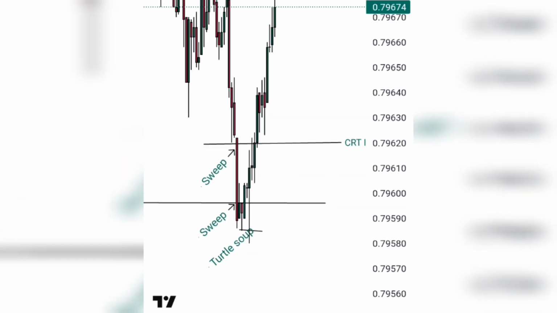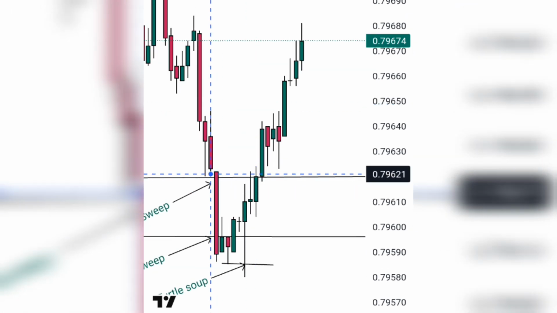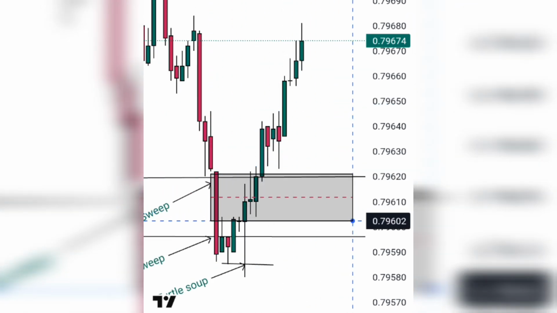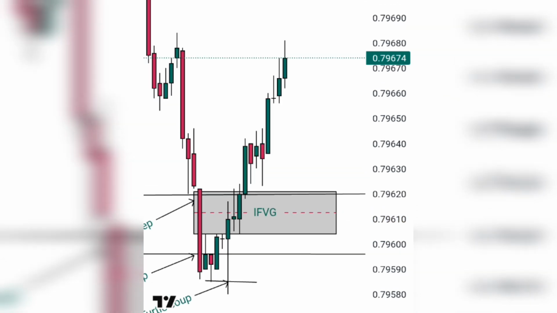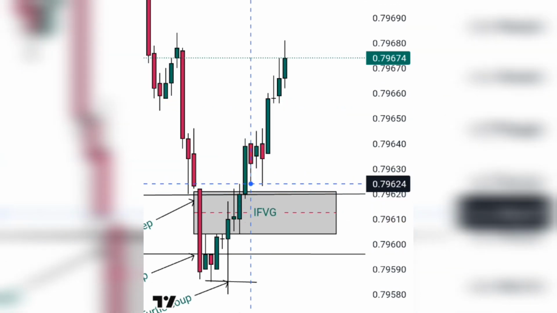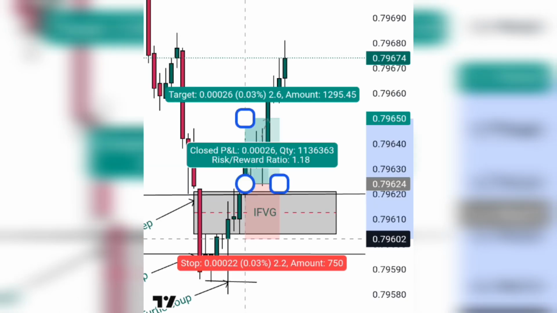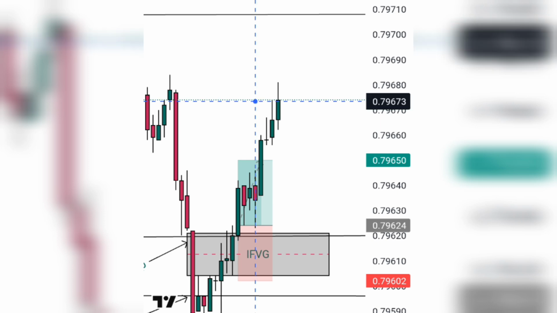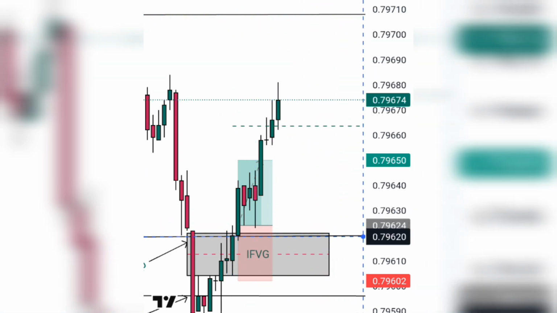Now to confirm the reversal, first of all, we're going to mark the inverted fair value gap right there. When the market closes above the inverted fair value gap, it shows that it is now disrespecting the bearish fair value gap, and it confirms that the market is now going bullish. So we enter above the fair value gap and target the CRT high.